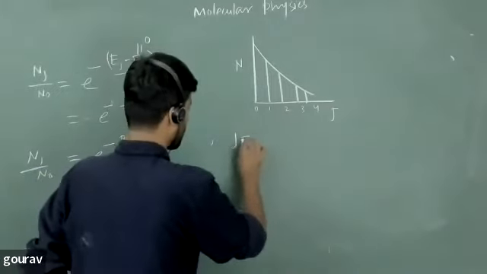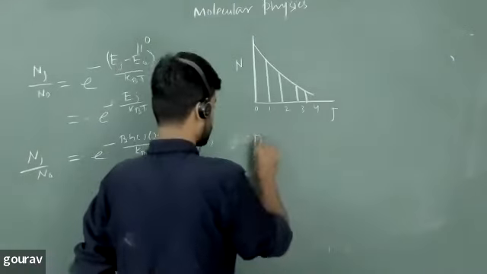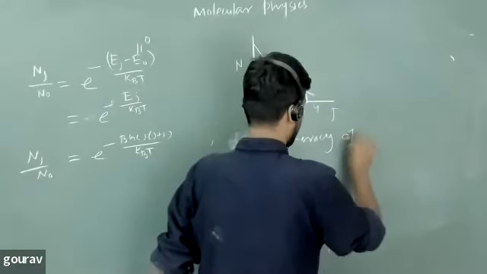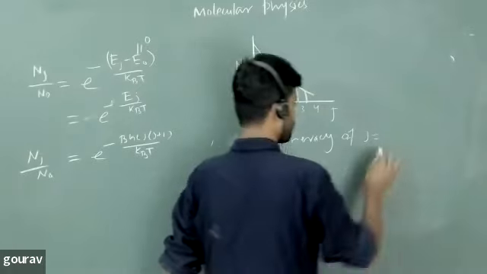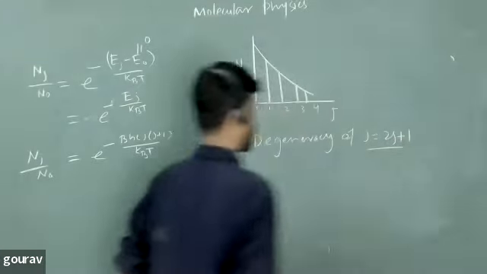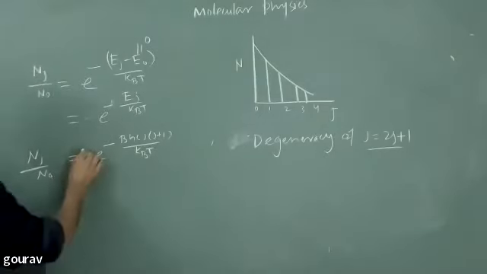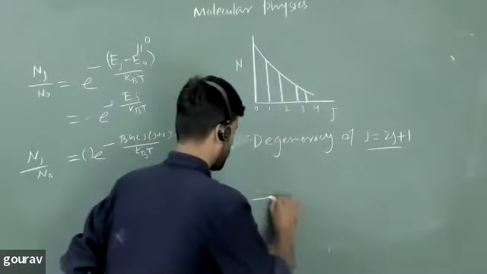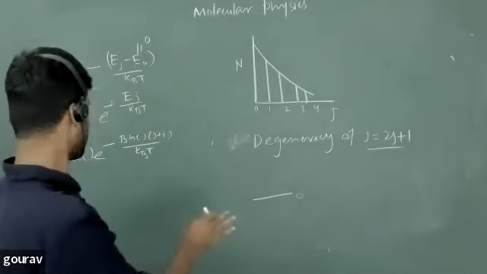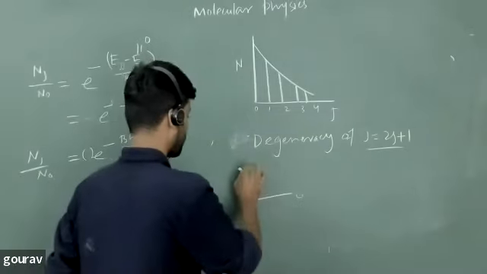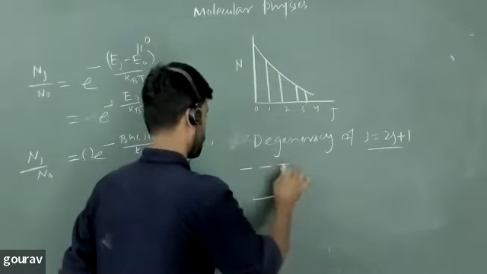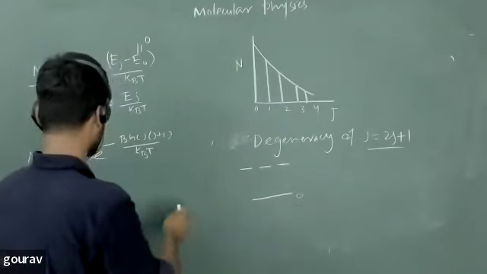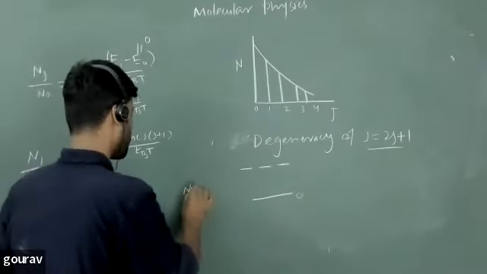But we forgot to introduce the degeneracy of J. So for each J level, how much degeneracy is there? 2J plus 1, right? So there will be a factor here. Suppose I am giving an example. This is your ground state, and the ground state will be non-degenerate. There will be a single level. The first excited state will be triply degenerate. So the ratio of the number of molecules between this level and this level will be how much? 3. Let us assume something.